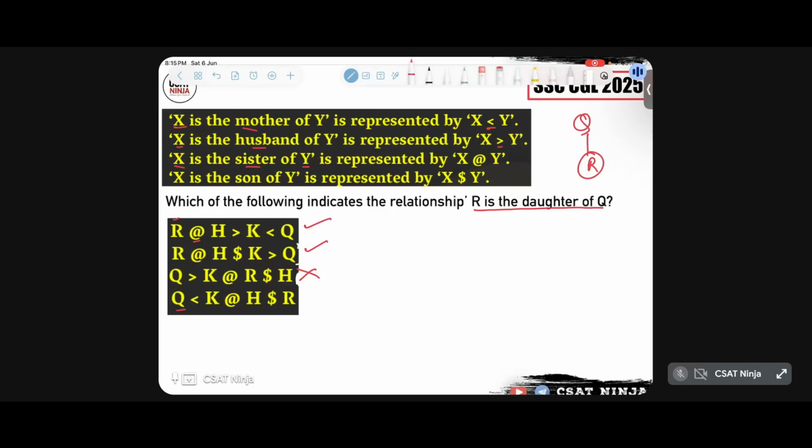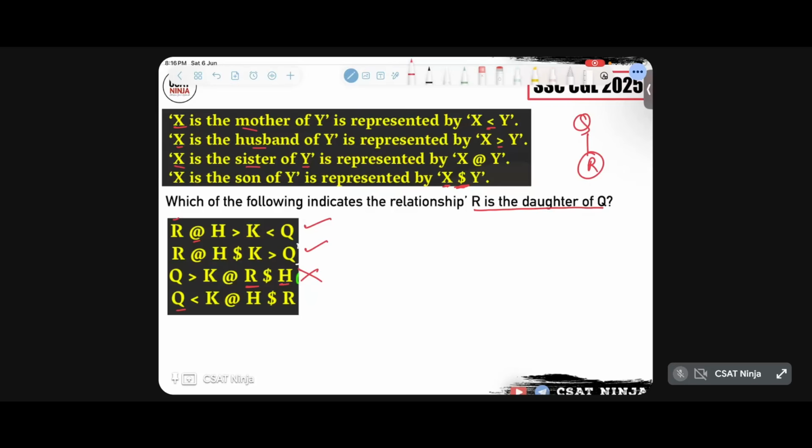Q is not Q. I don't need to look at Q. Where is R? Let me look at R. R dollar means what? Dollar means here. The first one is the son of the second one. R is the son of H. That means this option is eliminated.